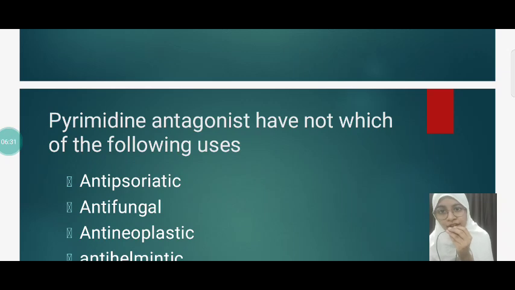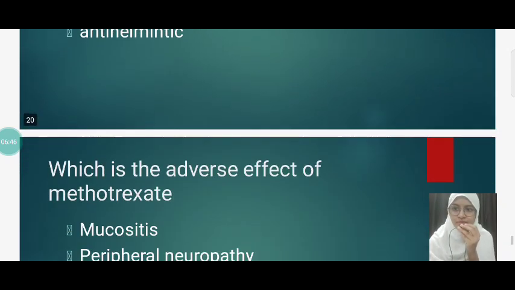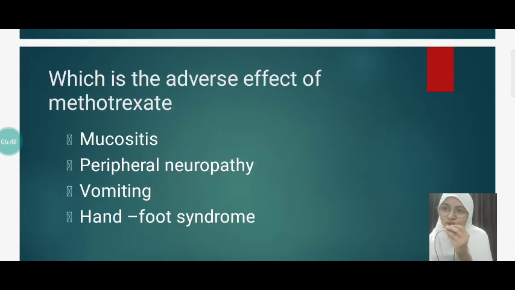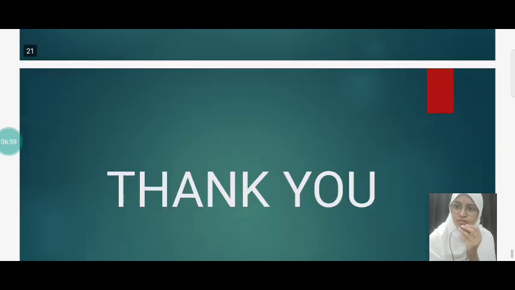Pyrimidine antagonists have not which of the following uses? The pyrimidine antagonist is used as antipsoriatic, antifungal, antineoplastic, and it is obviously not used as an anthelmintic. Which is the adverse effect of methotrexate? The main adverse effect of methotrexate is mucositis. So thank you.